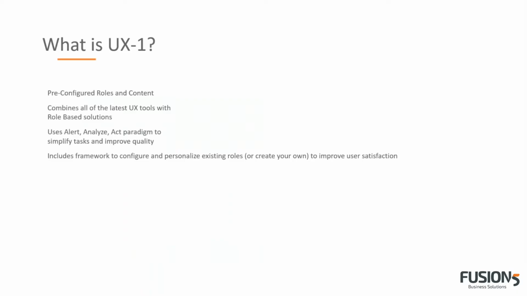So in terms of UX1, like a lot of things for JD Edwards, it's got a 1 on the end. Enterprise 1, Cafe 1, UX1. I like to think outside the box, but these are 9.2 pre-configured roles and content. There's about 52 out of the box at the moment.